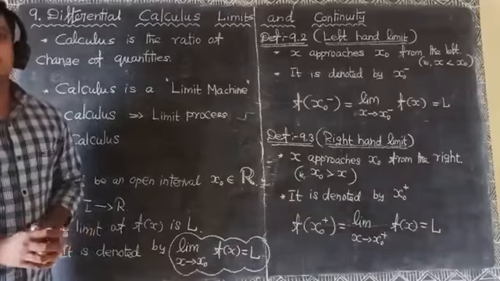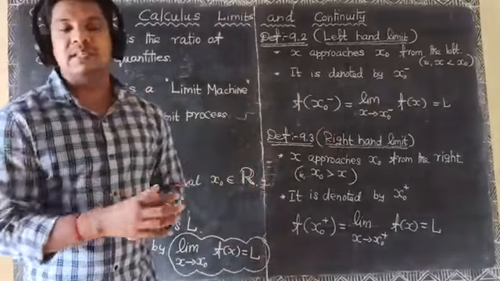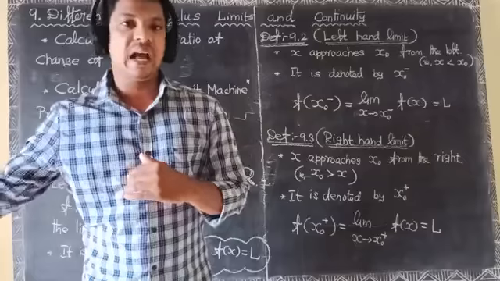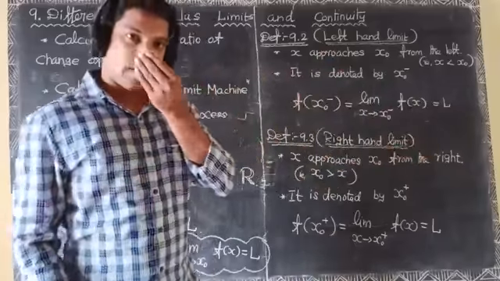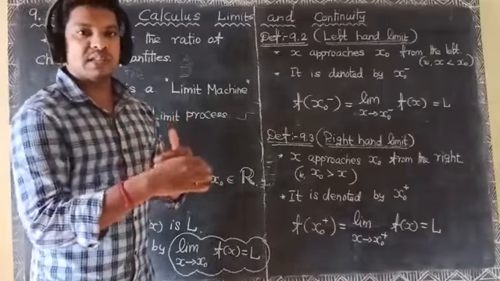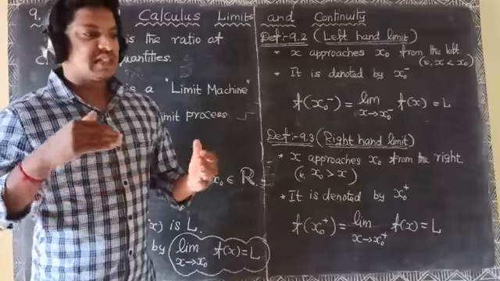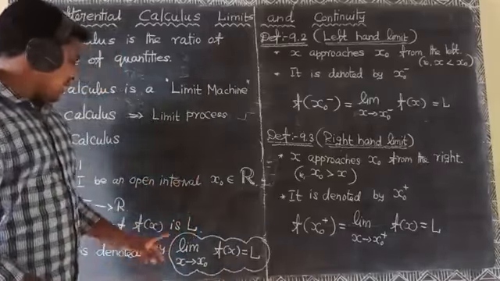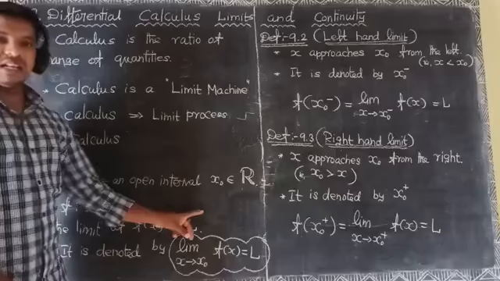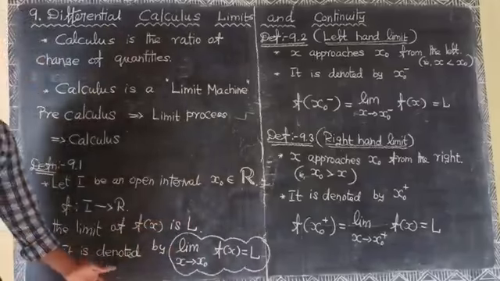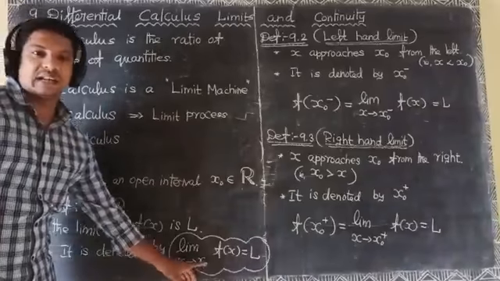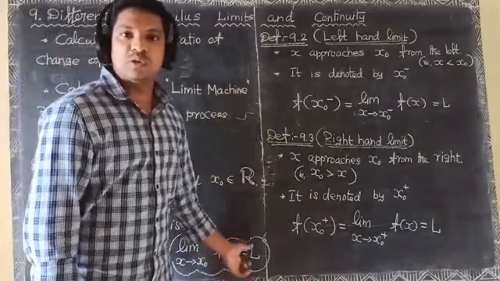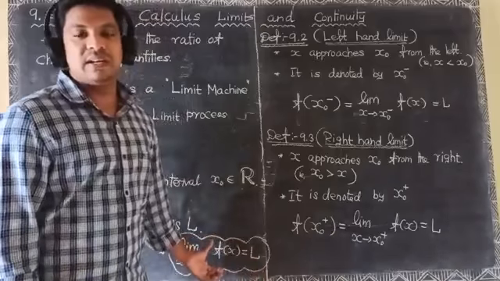if whenever x approaches x naught from either side, that is both sides, the right side or the left side, then f of x approaches L. That is called the limit. Here it is denoted by limit x tends to x naught. X tends to x naught means x approaches x naught and the function approaches L. This is the definition of the limit.